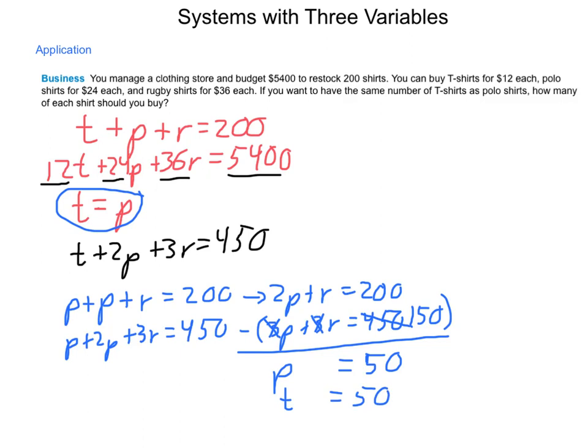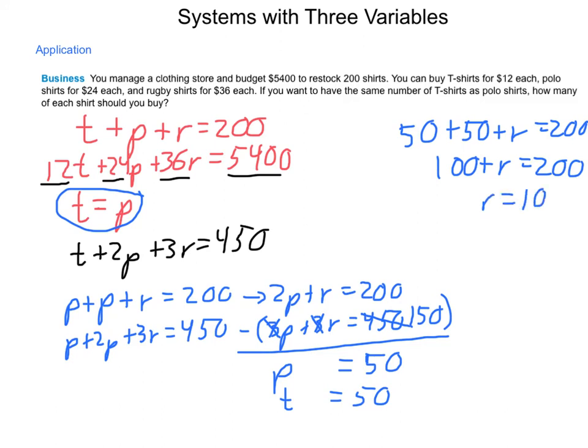And then for R, well, 50 plus 50 plus R has to equal 200. So 100 plus R is 200. Subtracting 100 from each side, R equals 100. So how many of each type of shirt should be purchased? 50 t-shirts, 50 polo shirts, and 100 rugby shirts will give us the exact number of shirts and the exact cost for our budget.